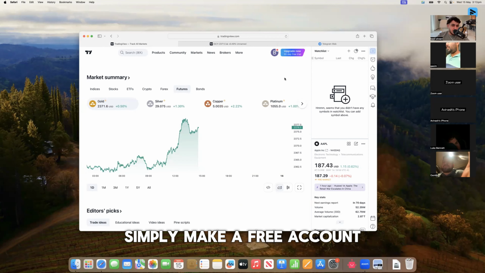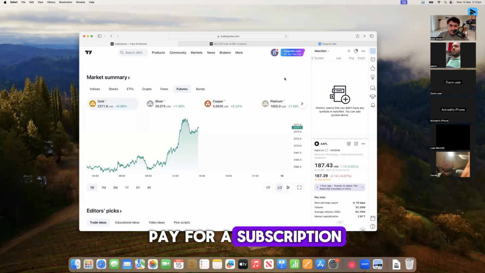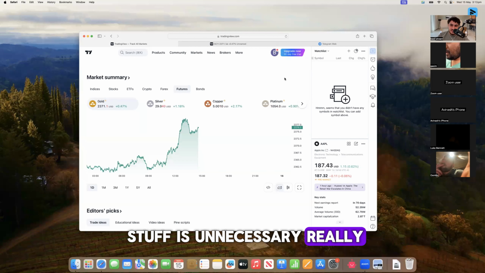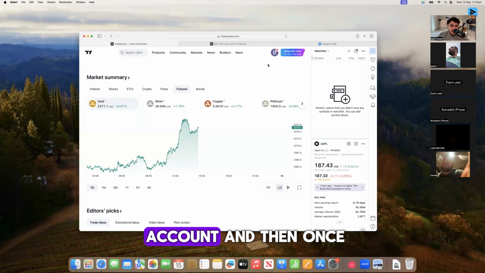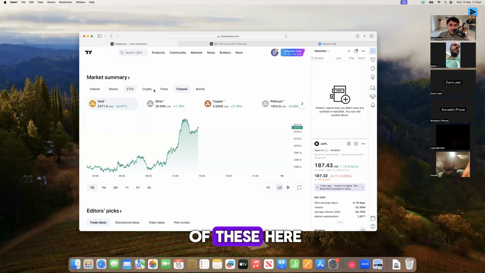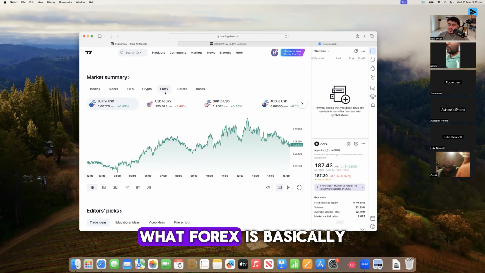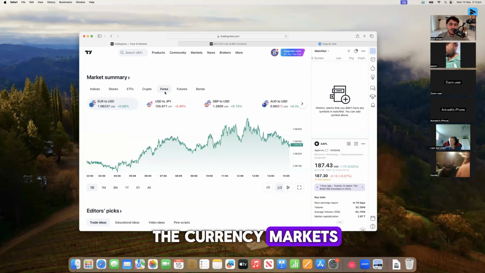Simply make a free account. It's free. You don't need to pay for a subscription, and all of that stuff is unnecessary, really. So make a free account, and then once you've done that, you're going to be able to press any of these here. These are going to tell you the markets for gold, for silver, for Forex. What Forex is basically the currency markets.